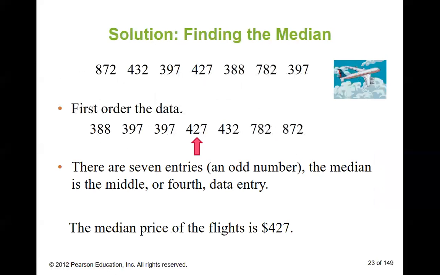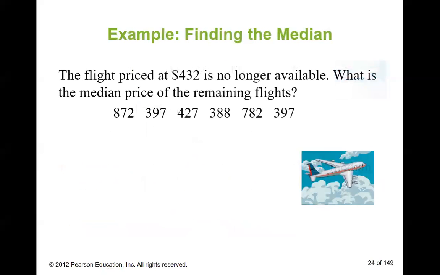That's a different number from the mean. Isn't, in fact, it's pretty different. What was the mean again? That was $527.86, wasn't it? That's $100 different. So they're both measures of central tendency, but we use different methods to find them.